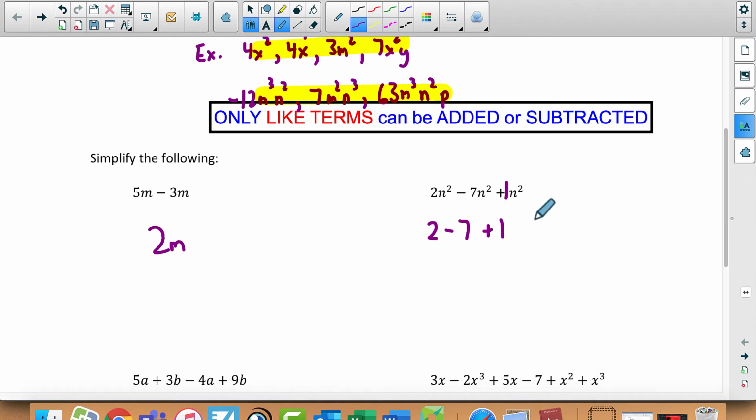And when you get that answer, of course, you're going to make it n squared. So how do you do 2 take away 7? Well, you might be able to do it in one go, or maybe you want to add the opposite of 7, which is negative 7. So you have 2 plus negative 7. What do you have more of, positives or negatives? More negatives. How many more? 5. So it's negative 5 plus 1, and negative 5 plus 1 is negative 4. And remember, it's still n squared.